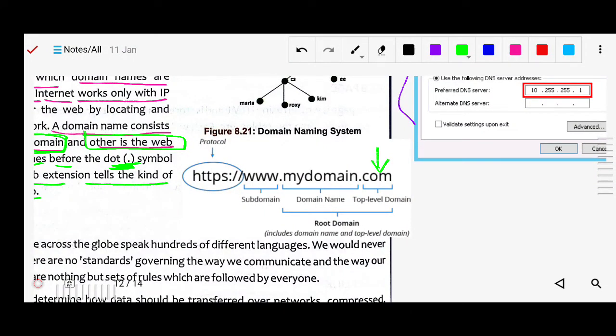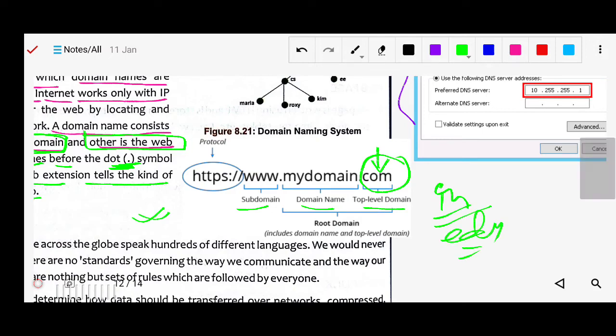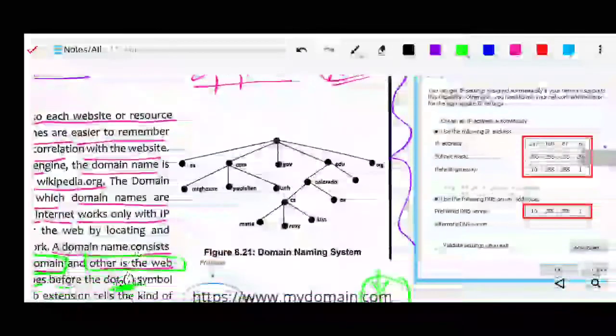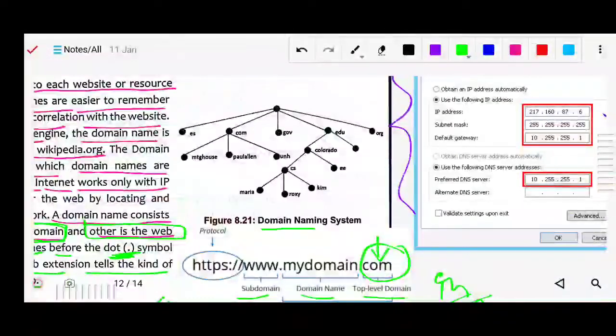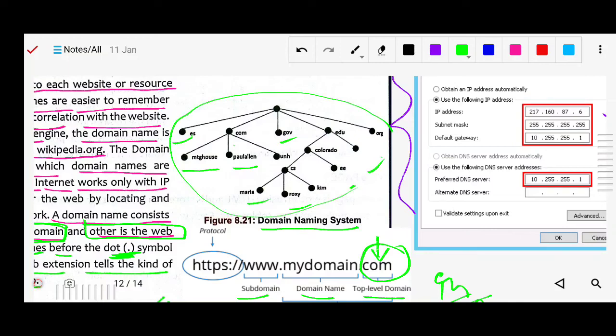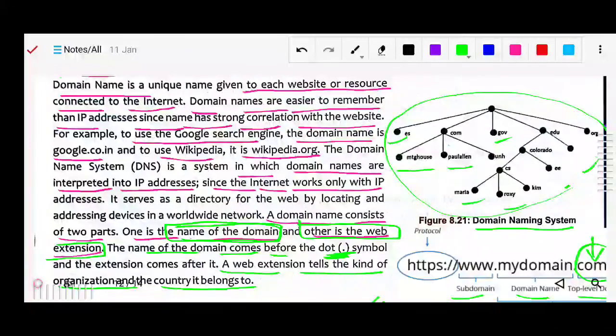So this is the format of a domain name: the subdomain, the domain name and the top level domain. It is identified from here: it is commercial if it is com, or education if it is edu. So it is always identified with a dot. There are some domain categories like com and government. Com is again divided into some parts, so it tells which kind of website it is or which kind of services they are giving.